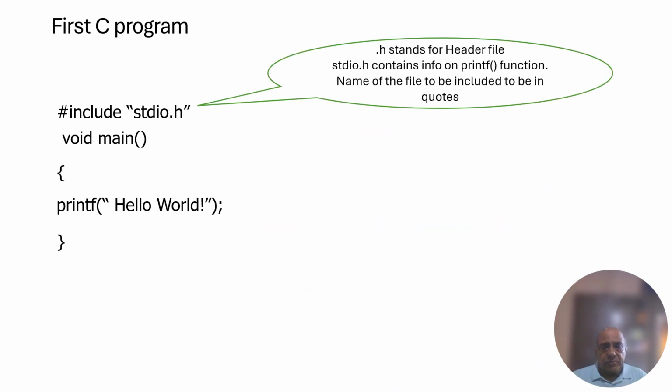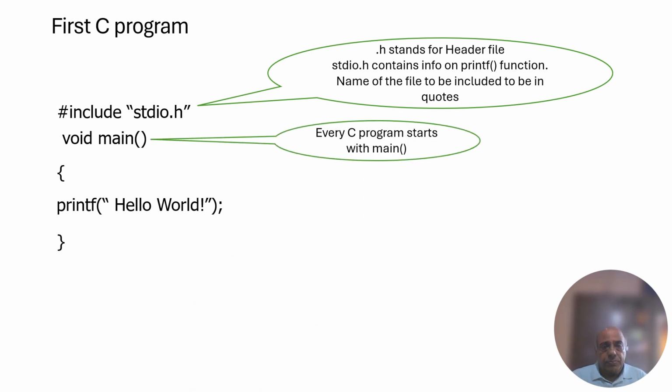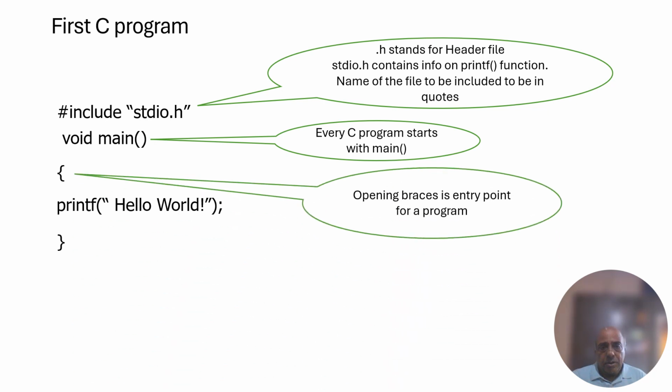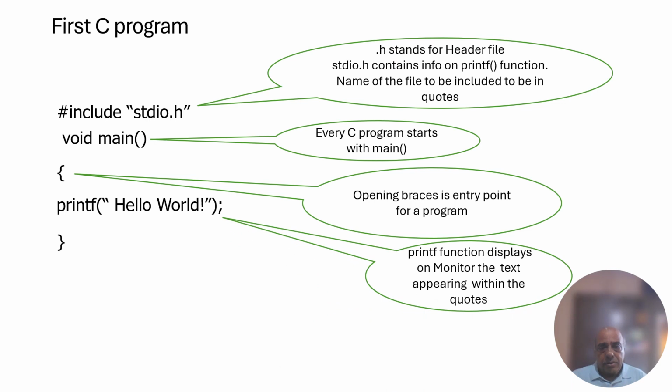.h stands for header file. stdio.h contains information on the printf function. The name of the file to be included must be in the quotes. Every C program starts with main. The opening brace is the entry point for a program. The printf function displays on the monitor the text appearing within the quotes. Whatever is written within the quotes will appear as it is on the monitor.